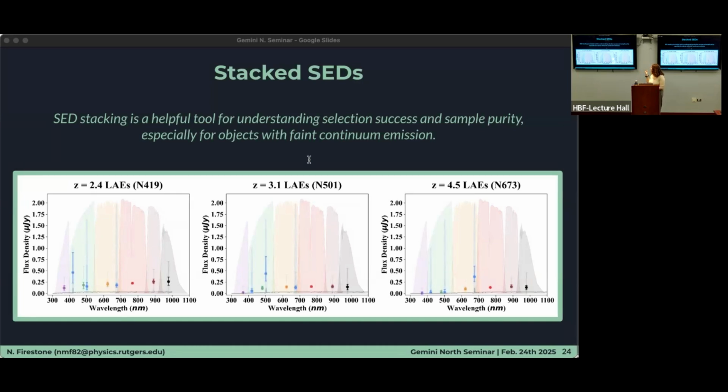And here are our scaled median stacked SEDs. They're all scaled to the I band, which is red. It's the second from the right, or the third from the right. That's why it has no error bar.